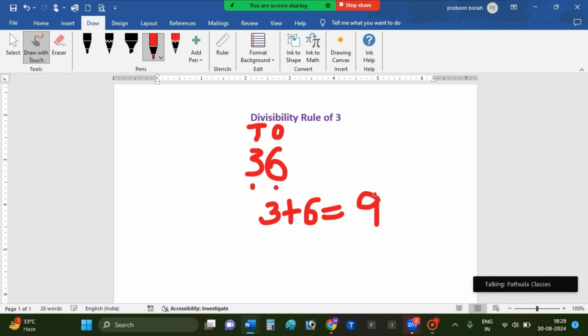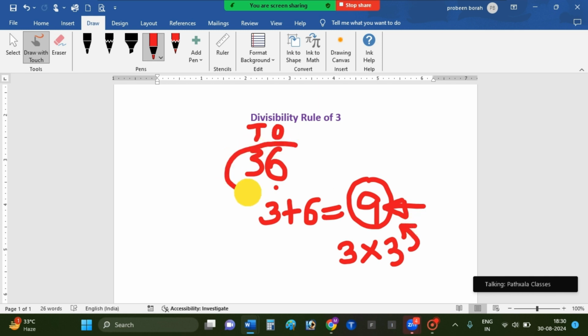So when we add all the digits and the resultant number, in this case 9, we have to check whether this number is divisible by 3 or not. So we know that 3 times 3 is 9, right? 3 times 3 is equal to 9, right? So that means this number 36 is divisible by 3.